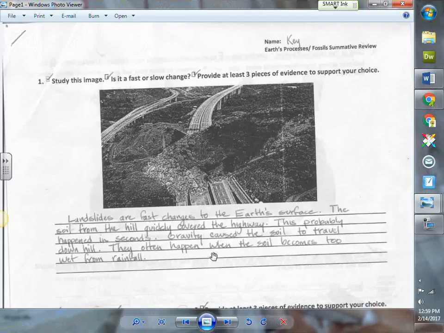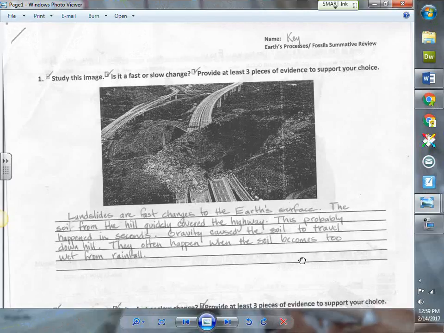The soil from the hill quickly covered the highway. This probably happened in seconds. Gravity caused the soil to travel downhill. Landslides often happen when the soil becomes too wet from rainfall. Okay, so in addition to saying if it's a fast or slow change, I did provide at least three pieces of evidence to support my choice.